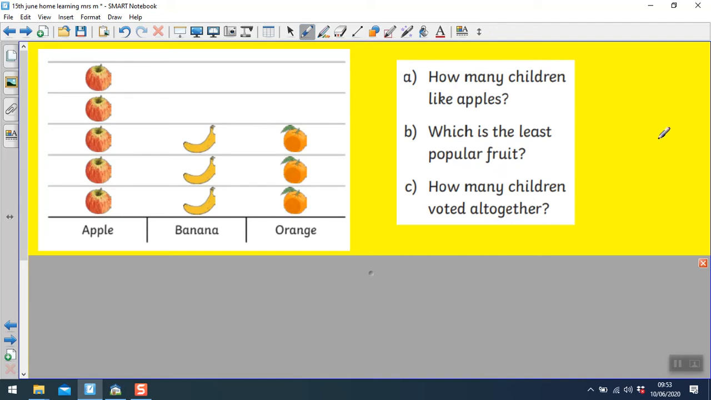Which is the least popular fruit? The least popular is the fruit that people don't like as much. So we're looking at the shortest tower of fruits. So bananas and oranges are the least popular fruits. And how many children voted altogether? So if you add up all the fruits, 11 children voted altogether.